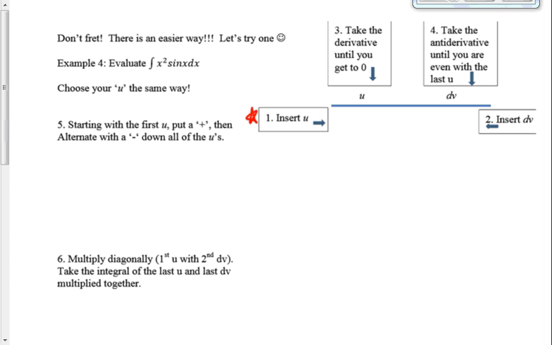So the first thing I need to decide is what is my U. X squared is algebraic, sine is trigonometric, so the algebraic comes first. My U is x squared. So my U goes under the U column.